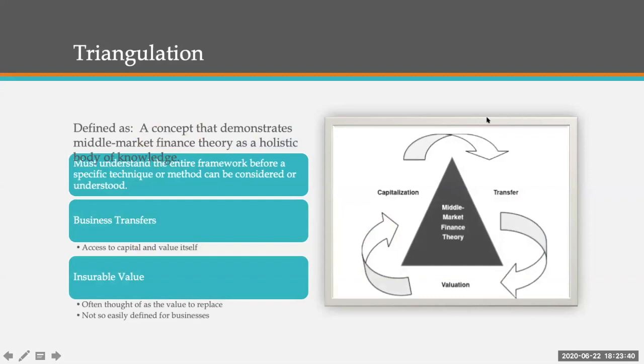Yeah, so I'm covering triangulation. Apologies for the slide there. Last week, Eric and Ari covered this in depth, so I'm not going to spend too much time on the definition. But basically, it's a concept that demonstrates middle market finance theory as a holistic body of knowledge, meaning it's taking into account many factors, and not being a biased approach.